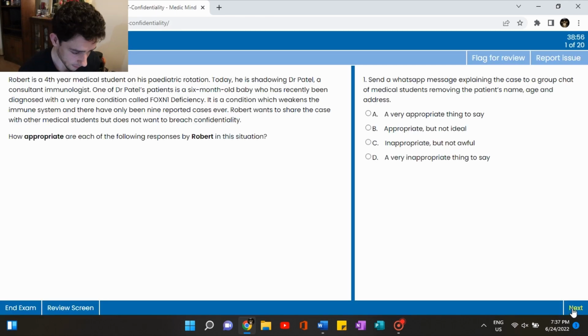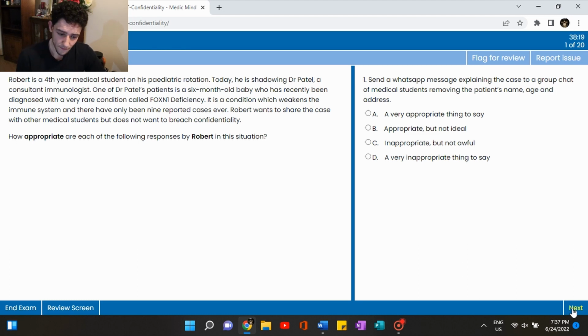So, Robert is a 4th year medical student on his pediatric rotation. Today he's shadowing Dr. Patel, a consultant immunologist. One of Dr. Patel's patients is a 6-month-old baby who has recently been diagnosed with a very rare condition called FOXN1 deficiency. It is a condition which weakens the immune system, and there have only been 9 reported cases ever. Robert wants to share the case with other medical students, but does not want to breach confidentiality. How appropriate are each of the following responses by Robert in this situation?